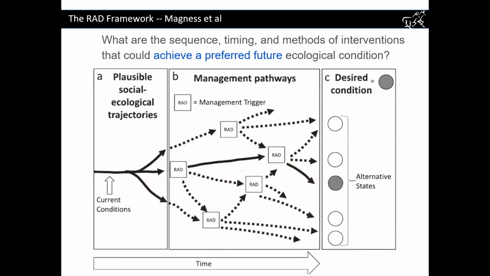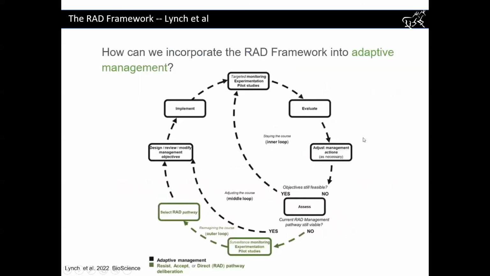And so what Dawn is exploring is what are the management pathways we could take to get from one kind of community composition to a different sort of desired ecological condition. And what are those pathways, and what are the junctions along the way where you're going to make a RAD decision and try and bend the ecological trajectory in a certain direction. We need new science to figure out what these methods and interventions are.